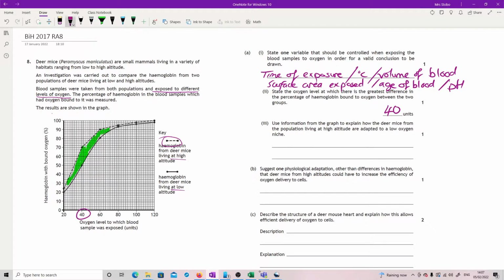Use information from the graph to explain how the deer mice from the population living at a high altitude are adapted to a low oxygen niche. Okay, use information from the graph. That means if you don't put a data point in here or use actual information that's there, you're not going to get the mark. It's quite clear what's happening, that the high altitude mice are actually able to bind more haemoglobin to oxygen at lower levels of oxygen. So that means at higher altitude, where there is less oxygen available, they are still binding more of that as a percentage to their haemoglobin.